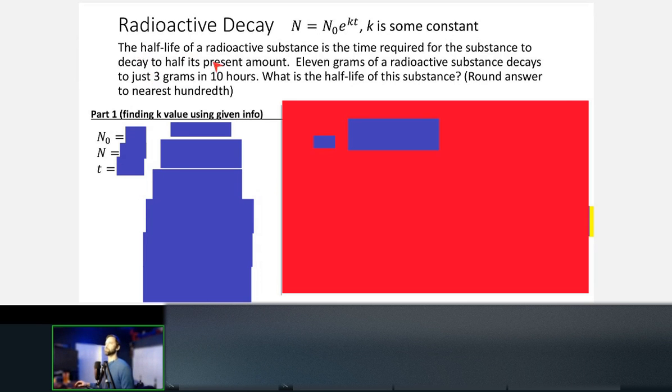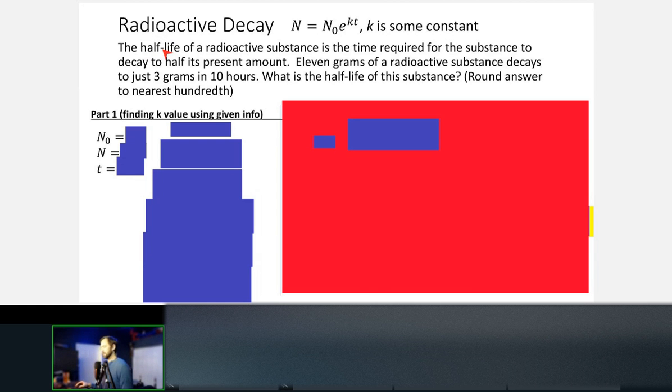The half life of a radioactive substance is the time required for the substance to decay to half its present amount. That is important to understand. Whenever you see half life, this unit is time. Half life is the time it takes for some radioactive substance to go from, whatever the quantity is, we'll say 1,000 grams, to half the amount. So half of 1,000 is 500 grams. So half life is the time unit. In your notes, you might want to write this: half life is a time unit.